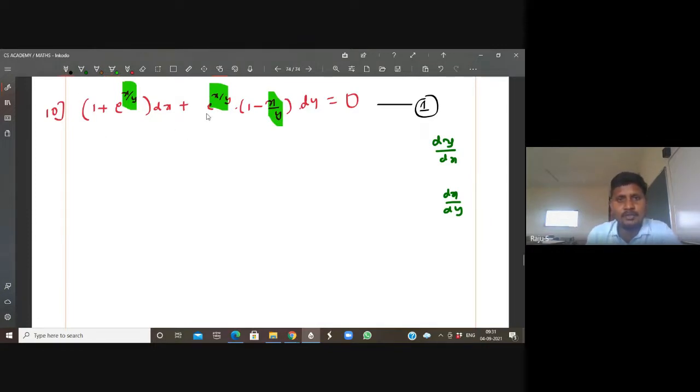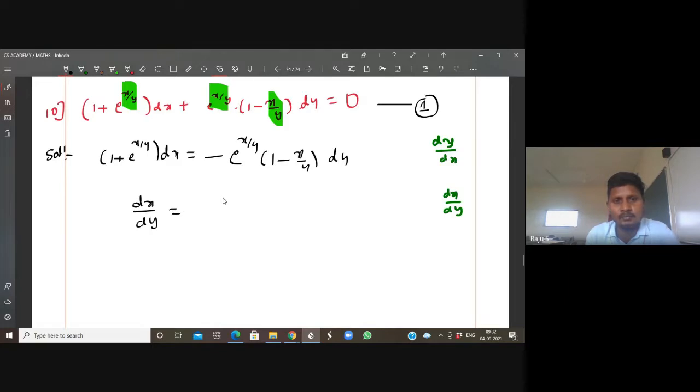So first this value you can take outside to the right side. So (1 plus e to the power of x by y) dx is equal to minus e to the power of x by y (1 minus x by y) dy. Dy you can take to the left side with this 1 plus. So finally dx by dy is equal to, when I multiply minus inside, e power x by y into (x by y minus 1) by (1 plus e to the power of x by y).